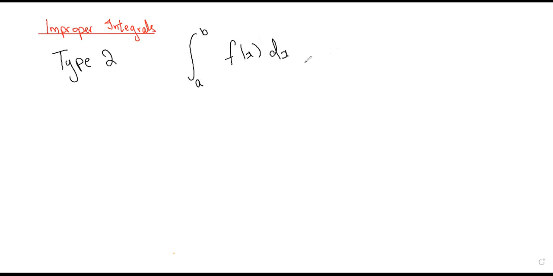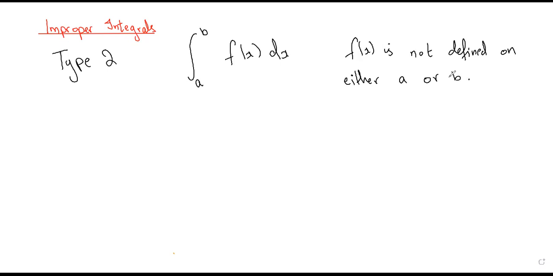The problem is that f of x is not defined on either a or b. Now this is the second type of improper integrals.